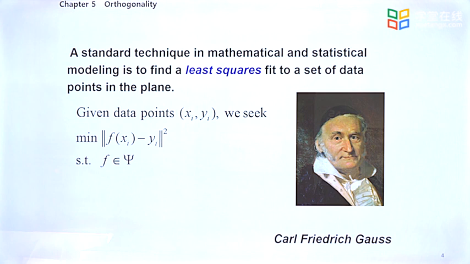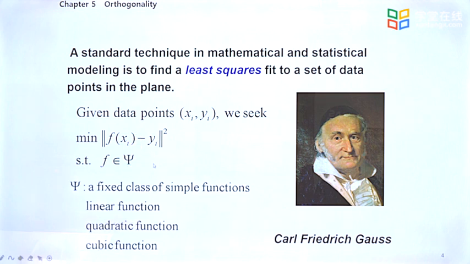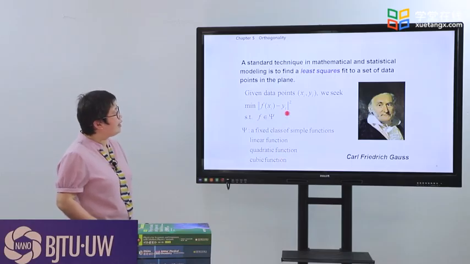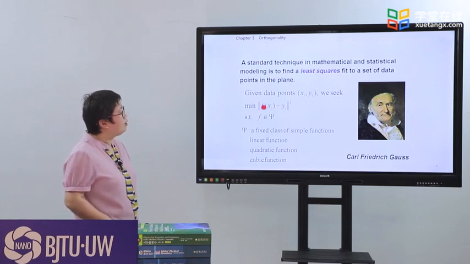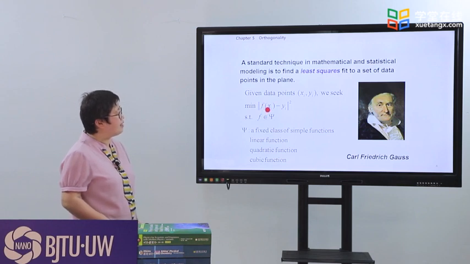So given the data points (xi, yi), we seek to minimize the length of f(xi) minus yi, to the power 2, such that f belongs to this set of functions. This C is a fixed class of simple functions, maybe linear functions, maybe quadratic functions, maybe cubic functions. Okay, yi is the data you know already. Observe the data here, and which f is the one that fits this data best?